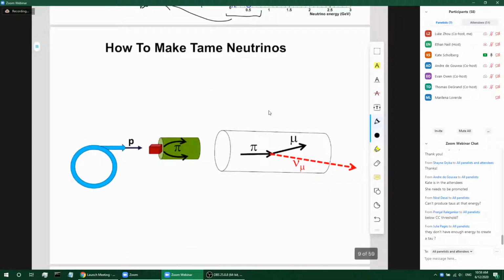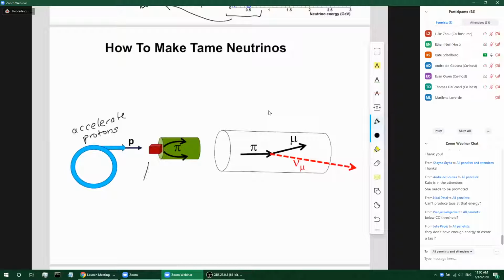Okay, so how do you actually make these tame atmospheric neutrinos? You actually do exactly what cosmic rays do in the atmosphere. You accelerate protons. Cosmic rays are coming from space already accelerated. Actually, it's not completely understood how they're accelerated, but they are arriving at us from space. But on Earth, if we want to do it, we have to accelerate them. So you use standard kinds of proton accelerator technology.